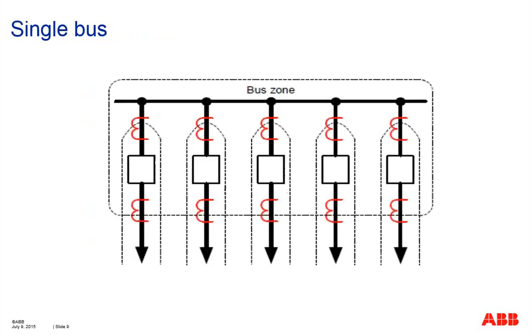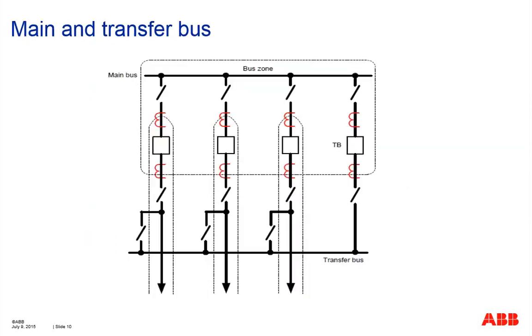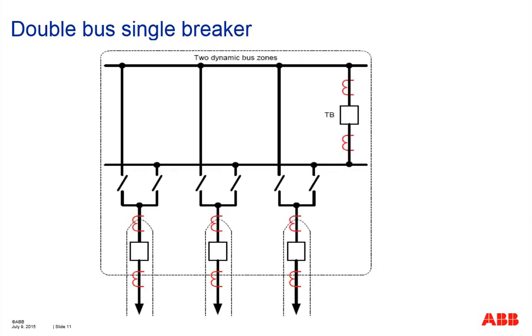Okay, so single bus, you have the breakers, and each breaker has a feeder protecting one. You only have one bus source, so it's very simple. Main and transfer bus, we don't see this a lot. You would probably see this very often in Europe, but we don't really see this type of configuration, so we can skip it.